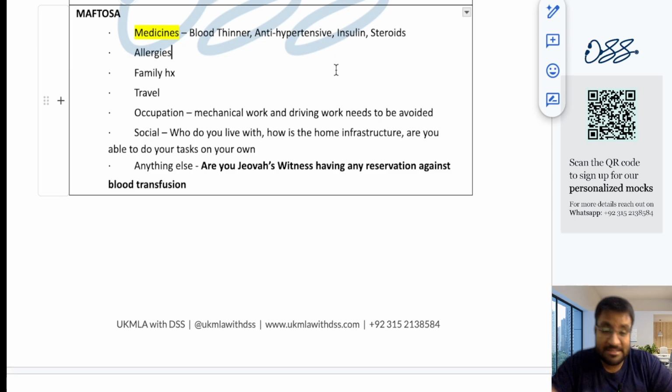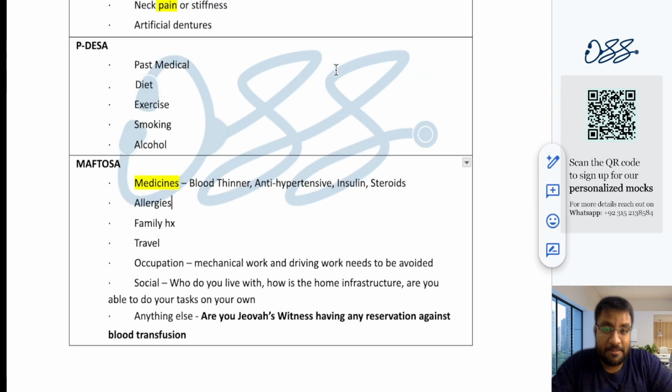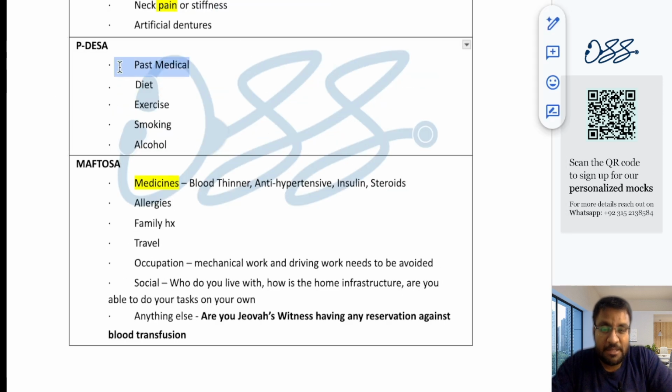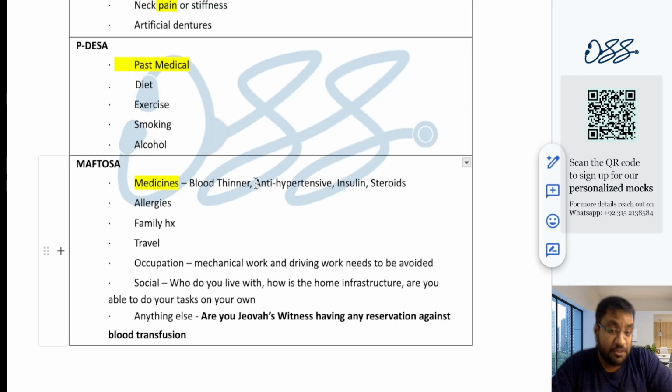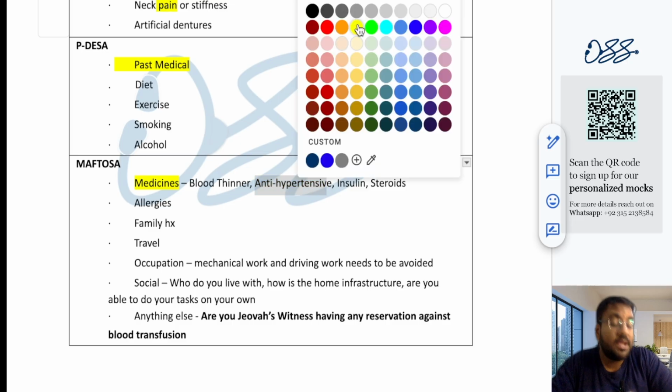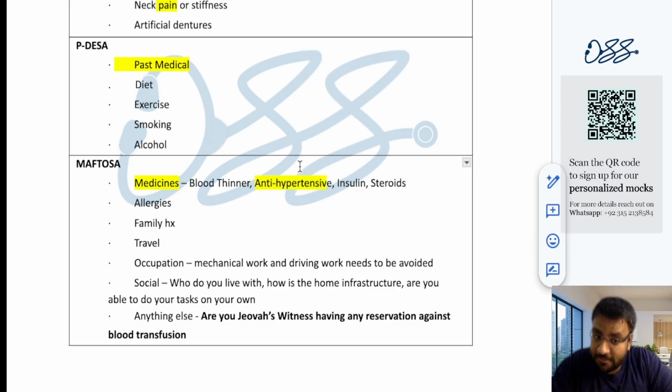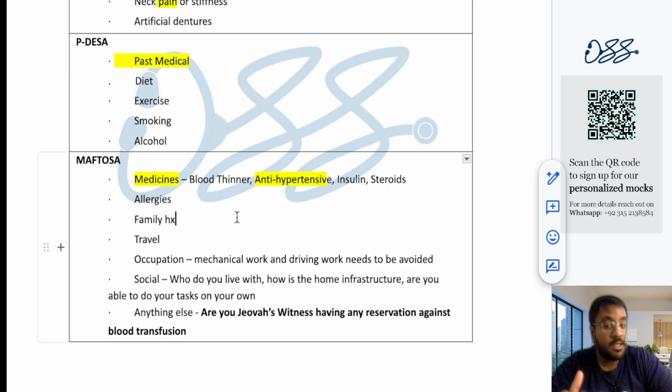Ask direct questions: by any chance are you on any blood thinner medications, any antihypertensives? If the patient has given you a clue in the past medical history, like, doctor, I am diabetic, then your next question should be, by any chance are you taking any antihypertensive, can you please tell me which one? So medicines are really important. You have to ask this. You cannot ignore it, and you cannot get away by not asking the medicine history or the drug history.